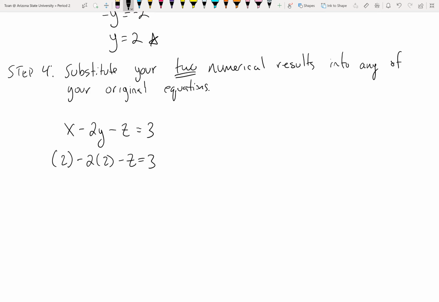So that's going to be 2 minus 4 is negative 2. Add the 2 over. Negative z equals 5. Divide out the negative. Z equals negative 5.